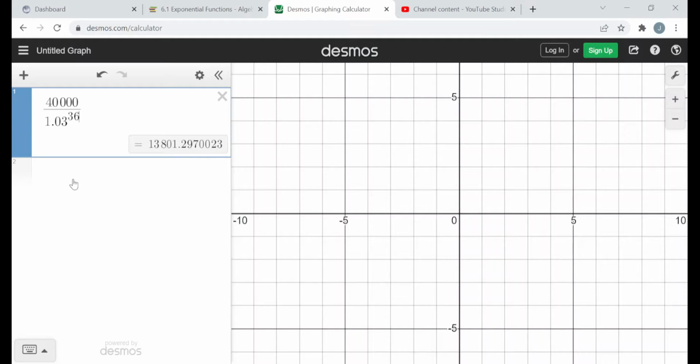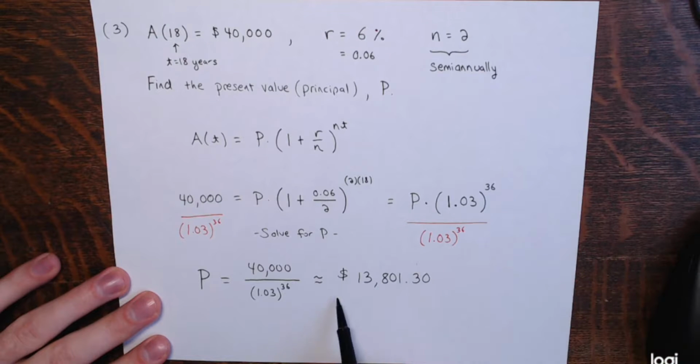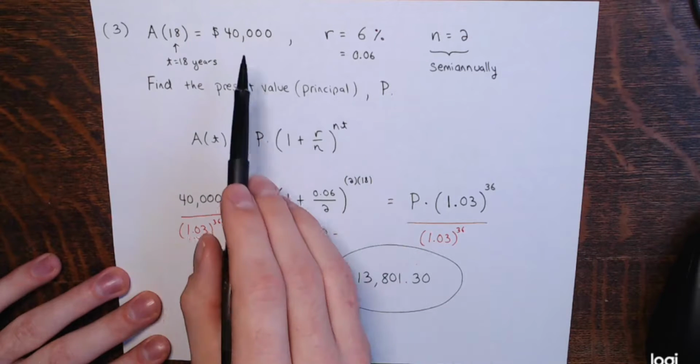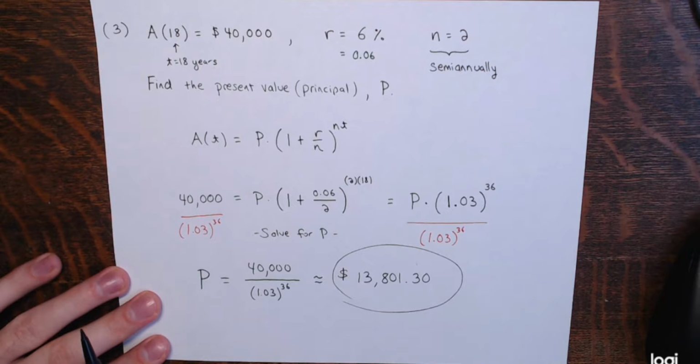So in order for this account to be worth $40,000 after 18 years, I would have to invest initially $13,801 and about 30 cents, if you round to the nearest cent. So this is what they're asking for here. This is the amount you'd have to put into the account initially in order for it to be worth $40,000 18 years later, right? With this interest rate and interest being compounded semi-annually.